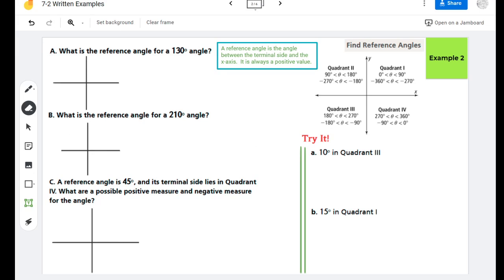In today's video, I'm covering example 2 from section 7-2 in the SavvasRealize Algebra 2 textbook. The goal of today's video is to find reference angles.